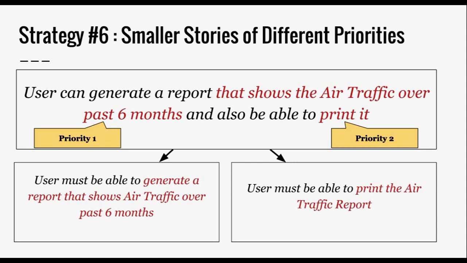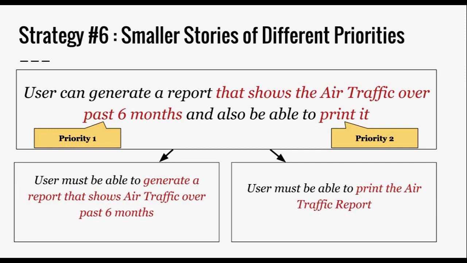And the last one, strategy number 6 that I'm going to talk about, is you can potentially split stories into sub stories or smaller stories which may have different priorities. For example, I may have a story, as I mentioned here, where the user wants to generate a report but also be able to print it. Maybe viewing the report is the highest priority while printing it is of a lower priority.